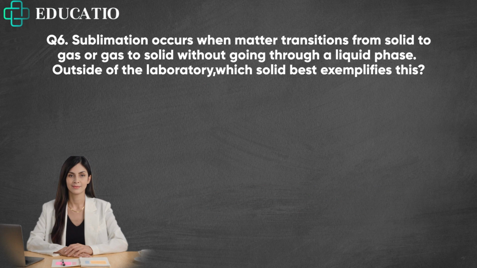Question 6. Sublimation occurs when matter transitions from solid to gas or gas to solid without going through a liquid phase. Outside of the laboratory, which solid best exemplifies this? A. Iron. B. Silver. C. Salt crystal. D. Dry ice.